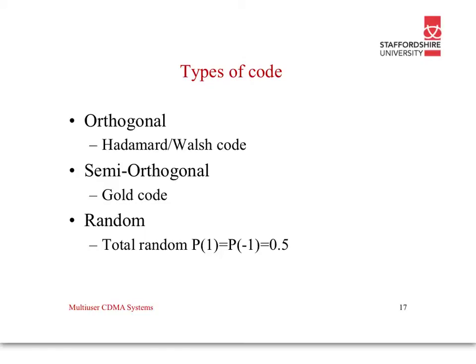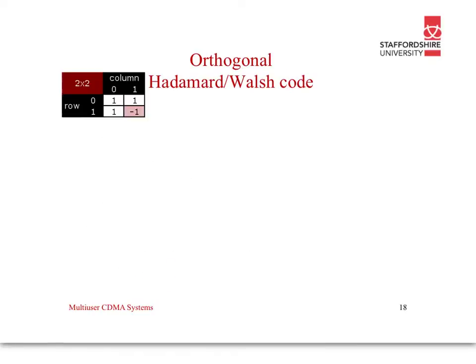So if we had a series of ones and minus ones with equiprobability of occurring, so it's a completely random code, so we will show, depending on our detector, then how effective random, semi-orthogonal and orthogonal codes are compared to each other. You will do this in your laboratory exercise using MATLAB.